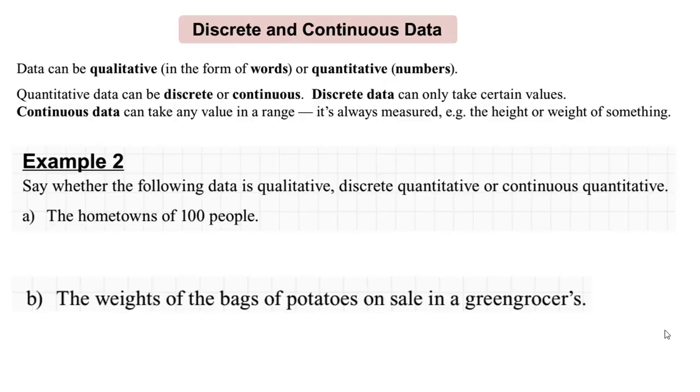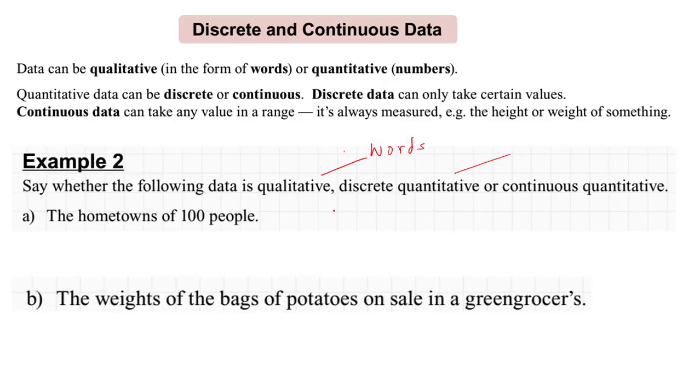Now, the data you collect could be grouped into two groups. Number one, the data could be qualitative or the data could be quantitative. Right? So qualitative or quantitative. Now, qualitative data is basically the data that you can only describe using words.